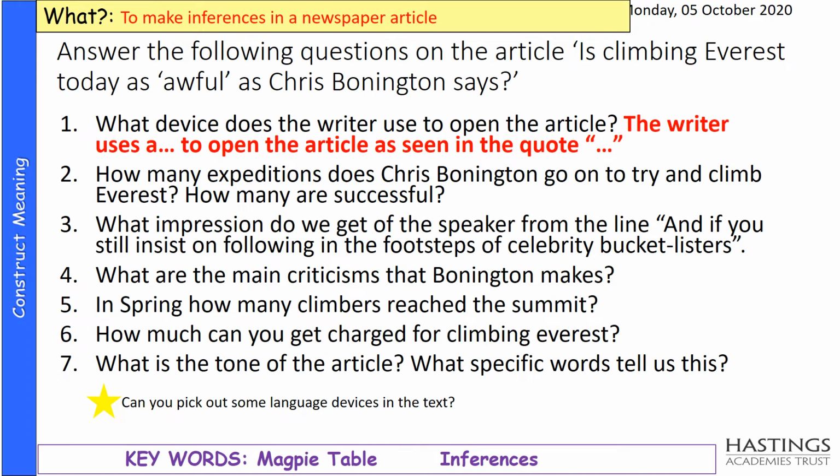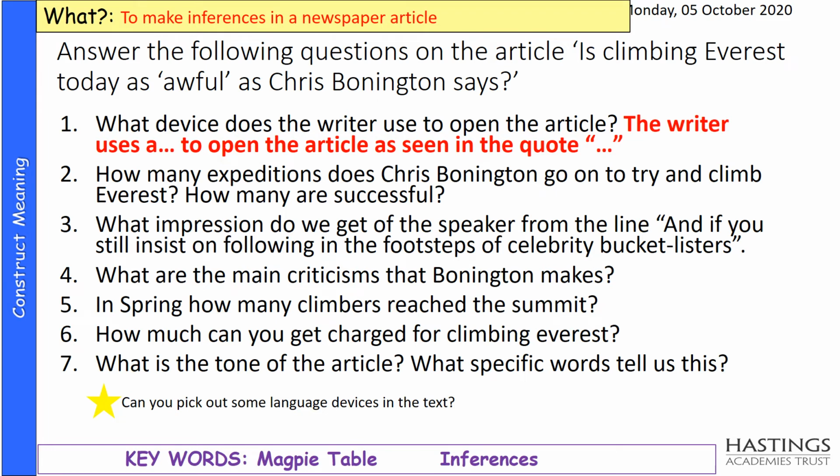So question 2. How many expeditions does Chris Bonington go on to try and climb Everest? How many are successful? What impression do we get of the speaker from the line, and if you still insist on following in the footsteps of celebrity bucket listers? Question 4. What are the main criticisms that Bonington makes? Number 5. In spring, how many climbers reach the summit? Number 6. How much can you get charged for climbing Everest?